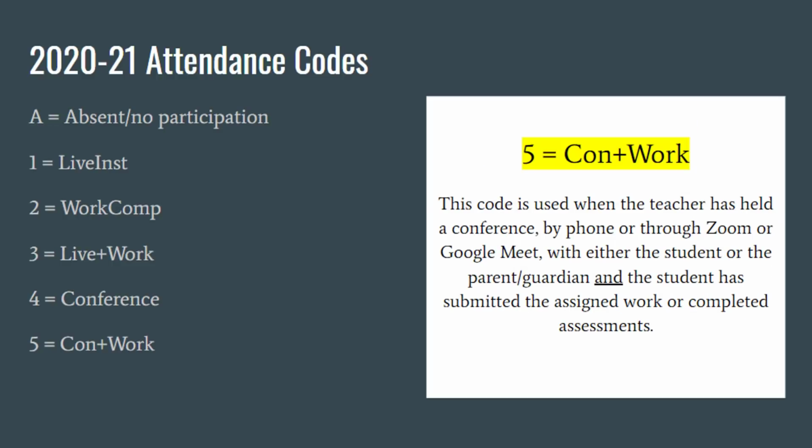The last code is 5, which stands for conference and work. This is when there's a conference held if your child was having trouble getting into the Zoom or Google Meet and wasn't able to log into the live instruction. The teacher calls you and discusses the work that needs to be done, and then your child submits that work. Then you will receive a 5 for conference plus work. Those are all of our new codes for this school year.